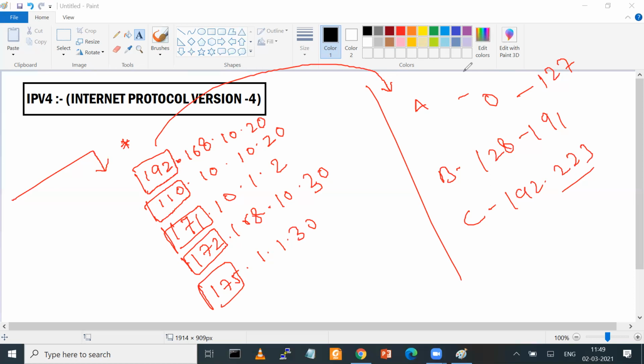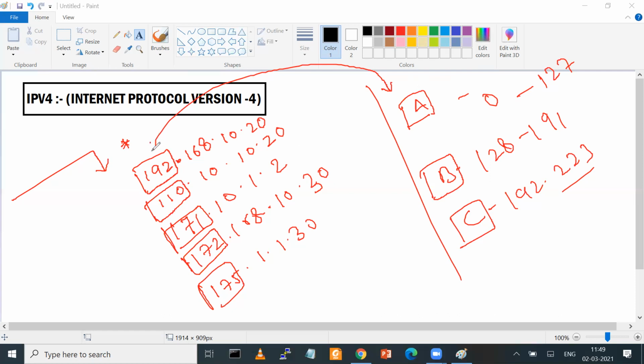Let's say someone gave me n number of IPs and told me you just have to identify the class. So in order to identify the class, we just have to verify the first octet value. If the first octet value lies in the range of A, it should be class A. If it lies in the range of B, it should be class B.